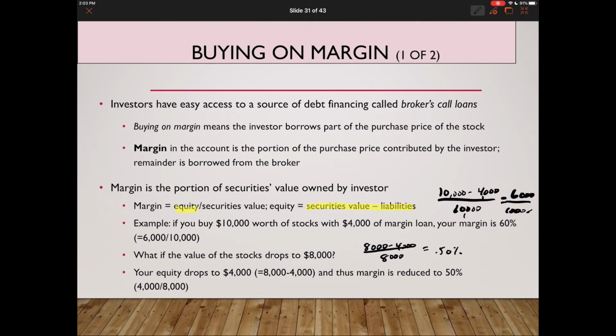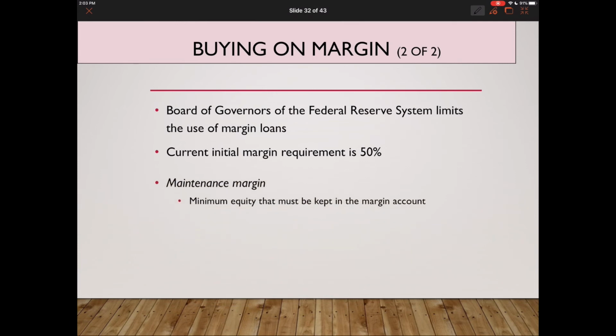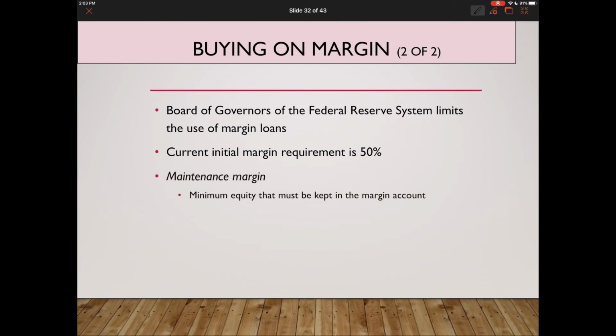Before we get on, just a few more things with buying on margin. The Board of Governors of the Federal Reserve System limits the use of margin loans. The current initial margin requirement is 50%, so you cannot borrow more than 50% of the security value initially. Oftentimes there is a maintenance margin, which is the minimum equity that must be kept in the margin account.